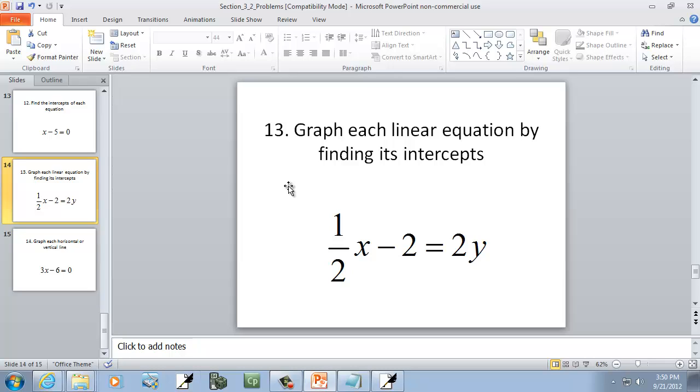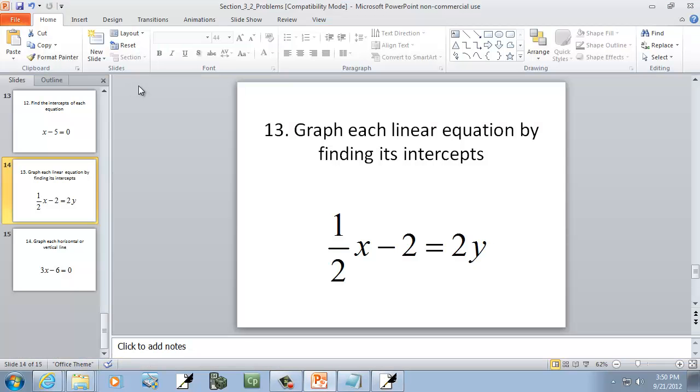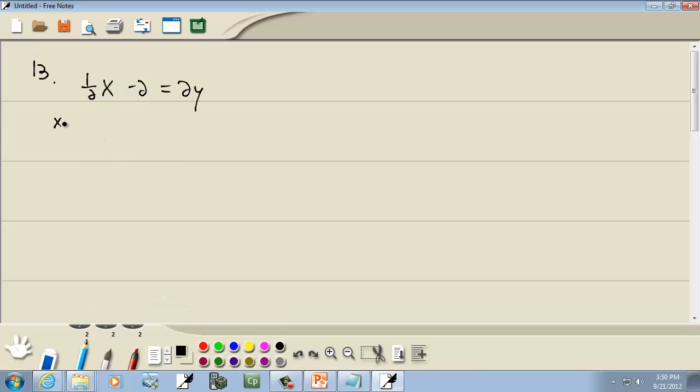Now let's look at the next one. This shows another way of graphing. We've got 1/2 x minus 2 equals 2y. Now it says graph each linear equation by finding its intercepts. So let's find the intercepts first. Now remember, for our x-intercept, we plug 0 into the other variable. So we'll plug 0 in for y. So we've got 1/2 x minus 2 equals 2 times 0, which gives us 1/2 x minus 2. 2 times 0 is 0.